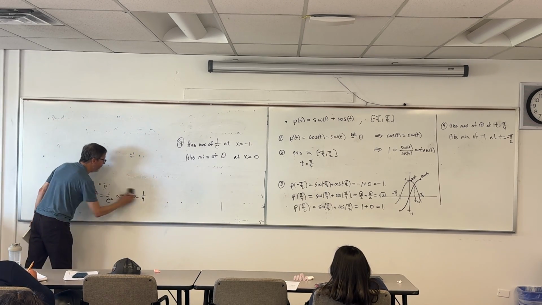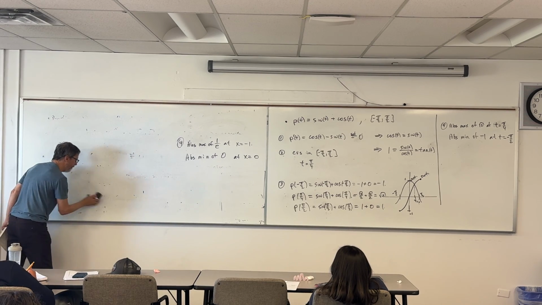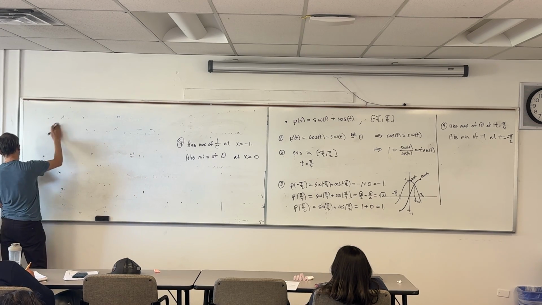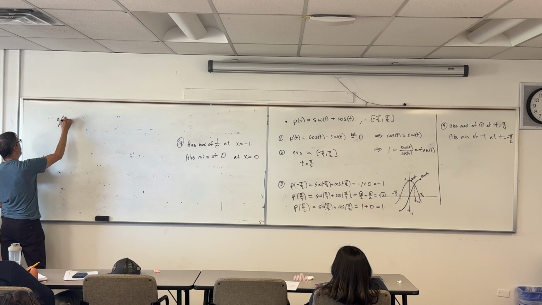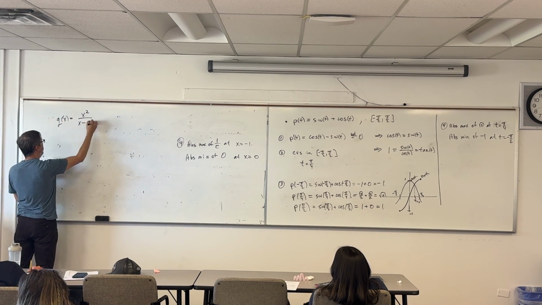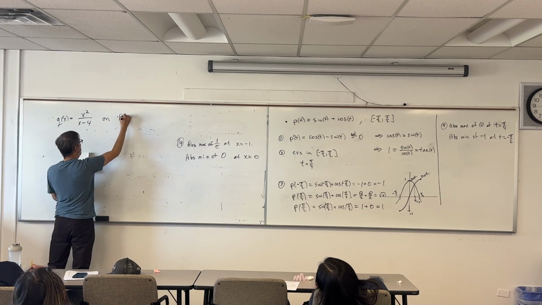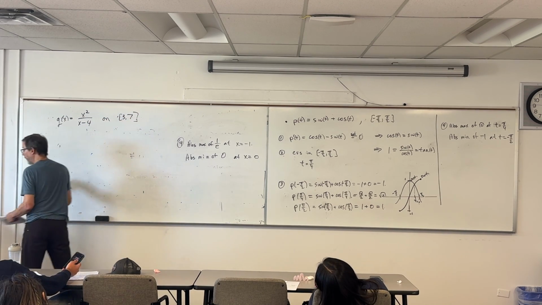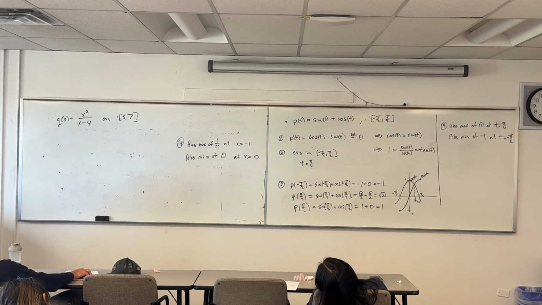We're not going to do this one, but what if someone gave you this problem? We've got q of x equals x squared over x minus 4 on [3, 7]. Can I use this process? Can I use the extreme value thing? Why are you shaking your head, Sam?